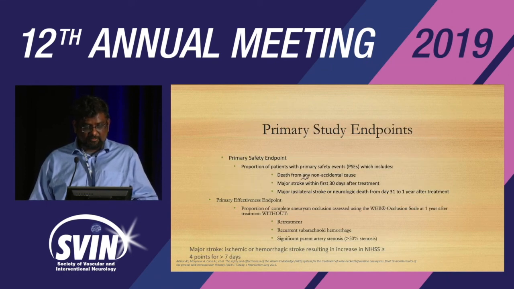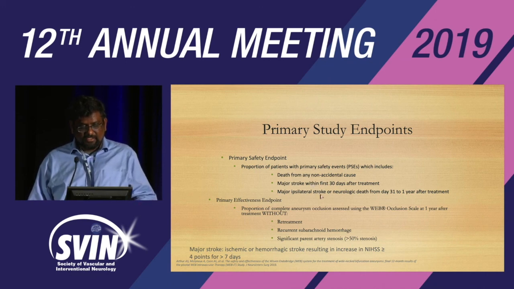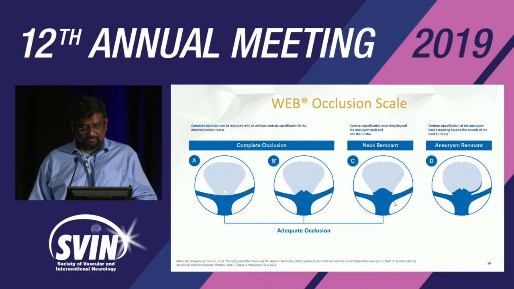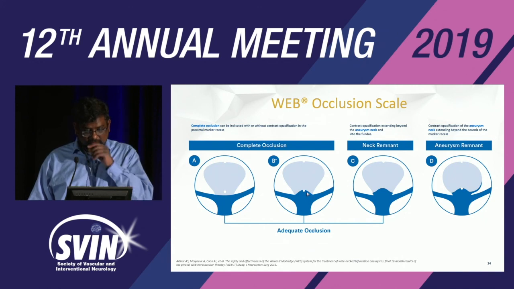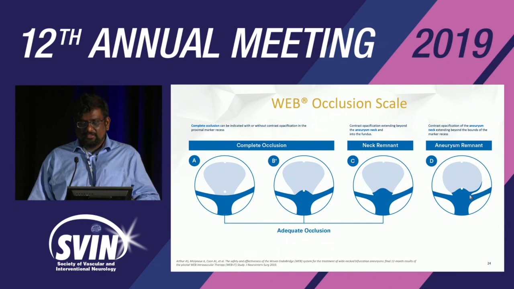So primary safety endpoint is death from any non-accidental cause, major stroke within the first 30 days, and major ipsilateral stroke from day 31 to 1 year after treatment. When you look at your follow-up images in WEB, you're going to look at it a little differently, where in terms of coils, we would call these aneurysm recurrence or inadequate occlusion using our RR scale. Here we have a different scale. Remember, it has a concave recess, so something like this is acceptable, but entrance of contrast around the device is not.